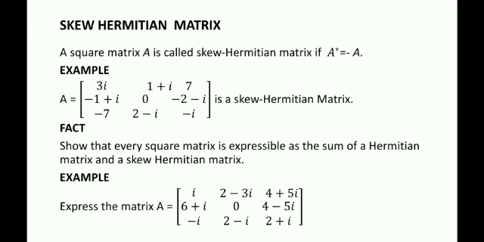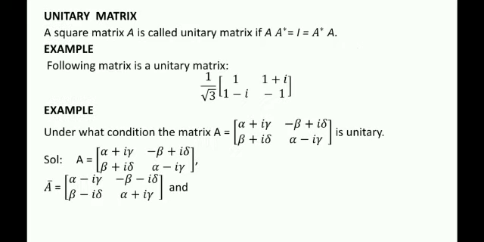Following is an example of this. Express the matrix A equal to this as a sum of a Hermitian matrix and a skew Hermitian matrix. This matrix is a square matrix, therefore this matrix can be expressed as the sum of a Hermitian matrix and a skew Hermitian matrix.